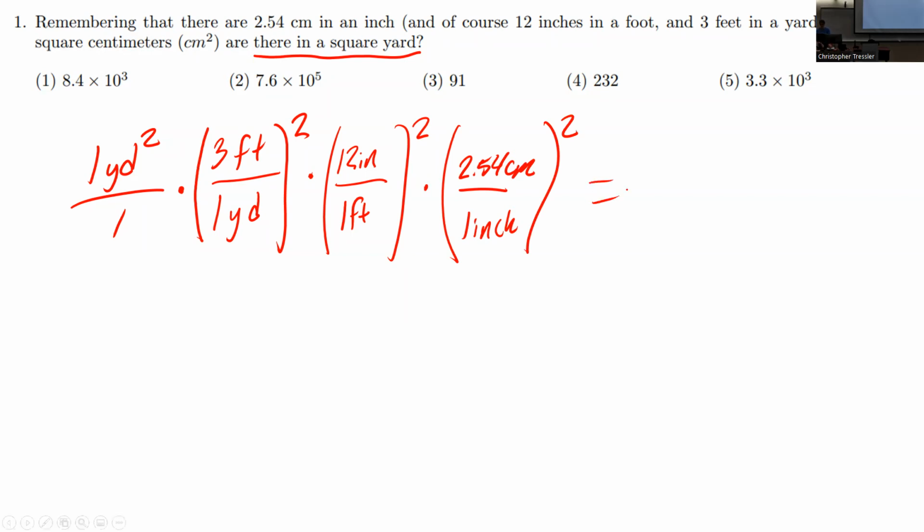And then let me solve this and make sure we get the correct answer. So we're going to go 1 times 3 squared times 12 squared times 2.54 squared, we get 8361.27, final answer.